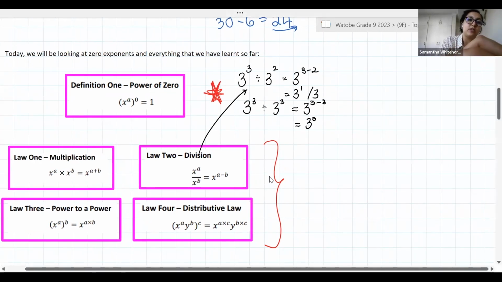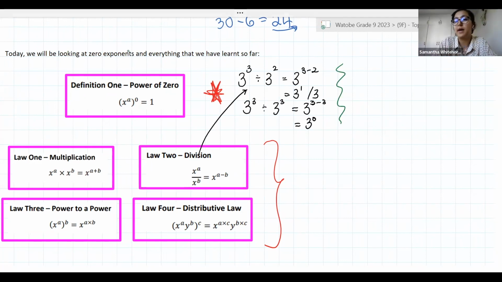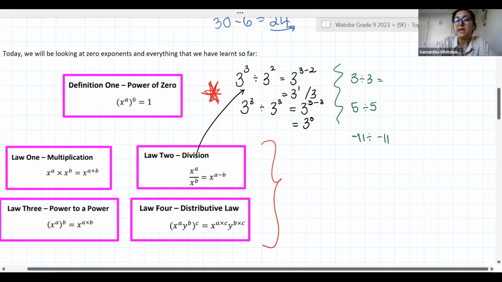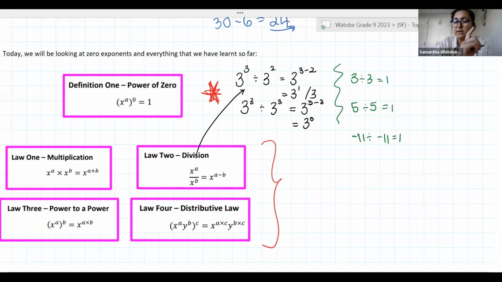Now, if we take a little tangent here, and we think about what happens when we divide a number by itself. So we can pick any number. 3 divided by 3. 5 divided by 5. Negative, I don't know, 11 divided by a negative 11. Whenever we are dividing a value by itself, we are always getting 1. Okay, it goes into itself once.